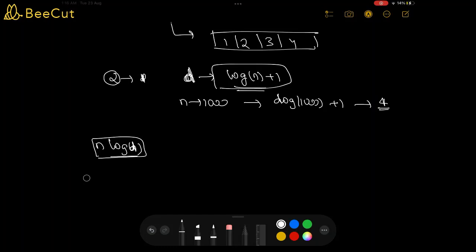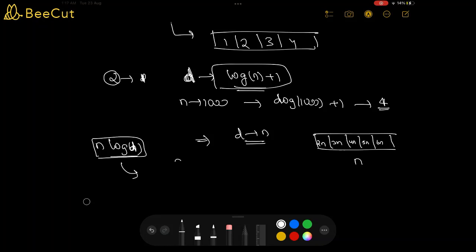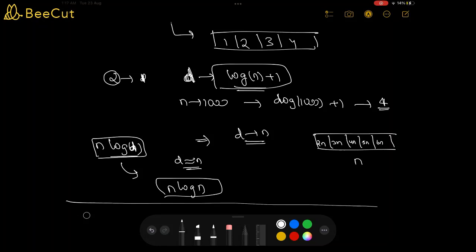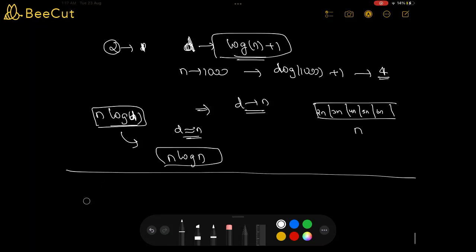Now what if the number of digits is equal to n? For example, if the size of the array is also n and the elements have n digits, for example n, 2n, 3n, 4n, 5n and 6n are the array elements, they are also having asymptotically the same number of digits, right? So d can also be equal to n in the worst case, so the time complexity can be n log n here as well. So this explanation also proves that the time complexity cannot be better than n log n for any sorting algorithm.